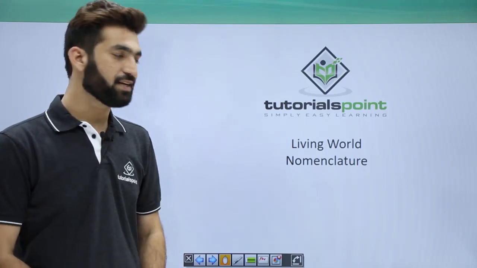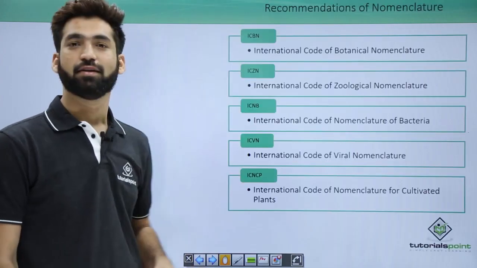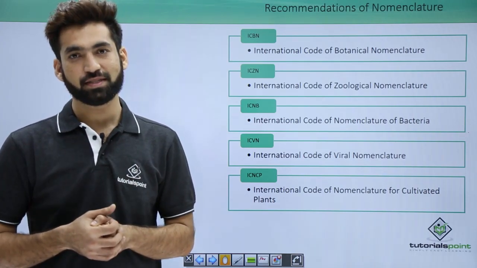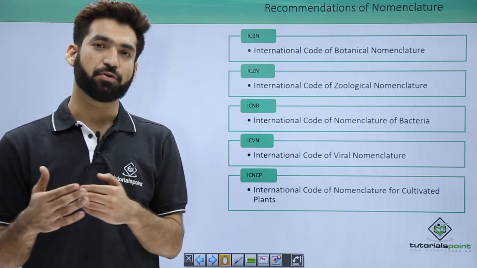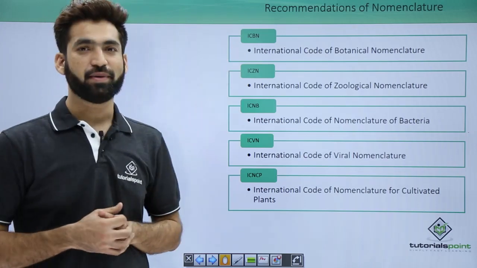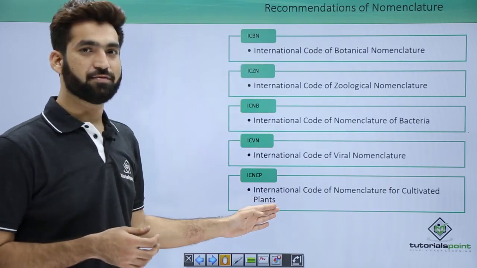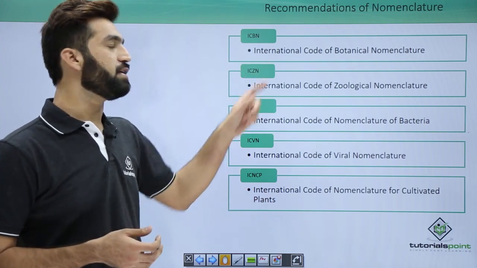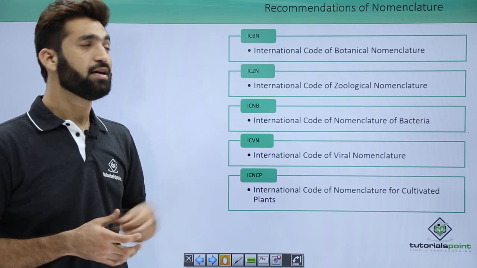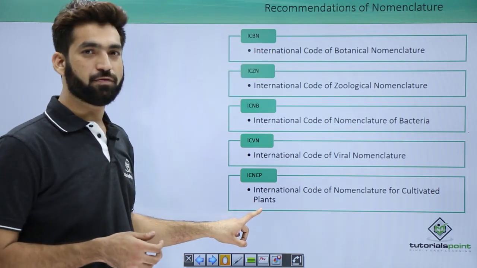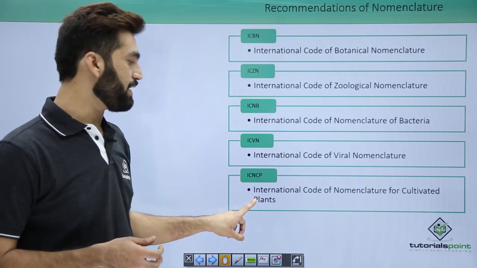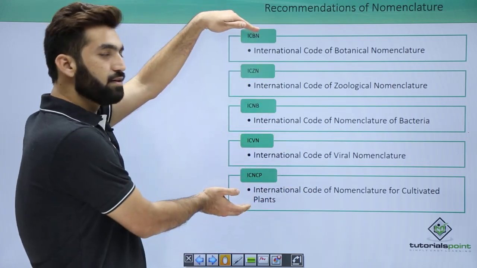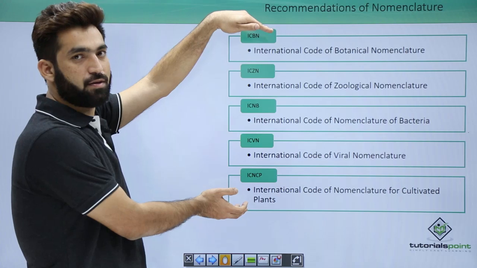In this session, we'll be discussing nomenclature, the codes which help you to name particular organisms, and different binomial nomenclature rules. Now, there are a few recommendations for different organisms. For plants, you have ICBN, which is called the International Code of Botanical Nomenclature. Apart from ICBN, you have one more code for plants, which is called ICNCP, which stands for International Code of Nomenclature for Cultivated Plants. So both of them take care of the nomenclature of plants.